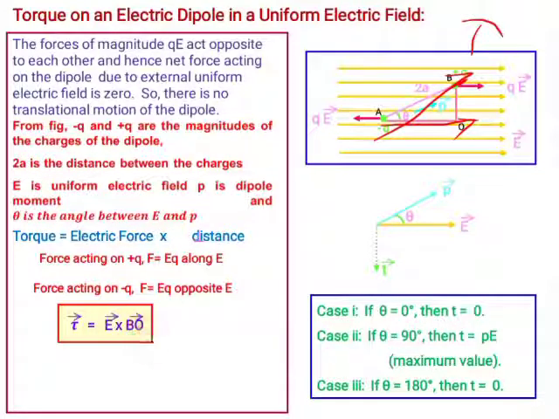Which one is the perpendicular distance here? BO is the perpendicular distance. BO is perpendicular to AO. Now E means electric force in this case, or couple of force. All these are vector quantities. Tau is the notation for the torque. Torque is a vector quantity. You call this equation number 1.